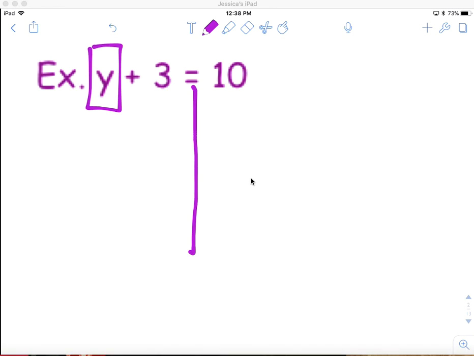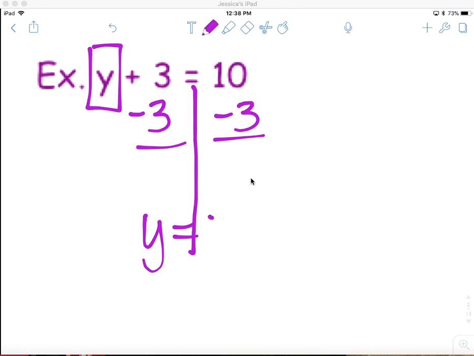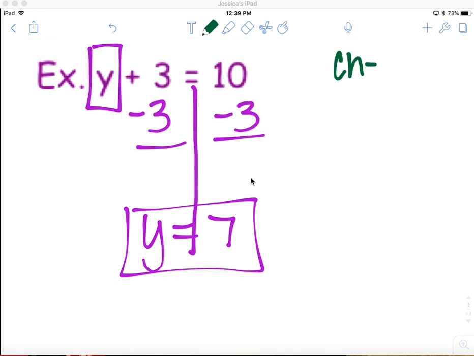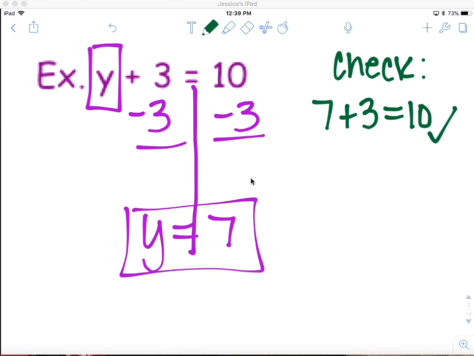So when you're doing these solving steps, you need to always remember that you're going to do the opposite operation. The opposite of adding 3 is to subtract 3 on both sides. When we do that, 10 minus 3 gives me 7. You can always check this by plugging it back in. If I plug 7 in for y, then 7 plus 3 equals 10, which we know is true.